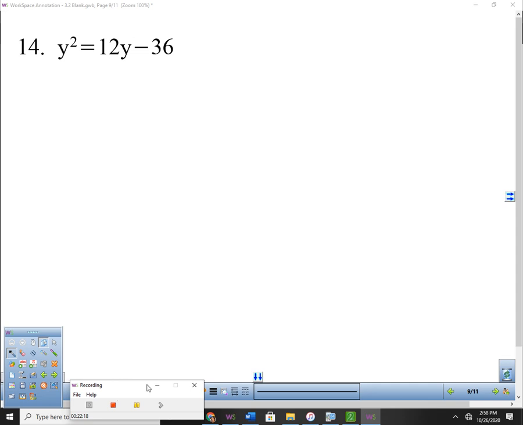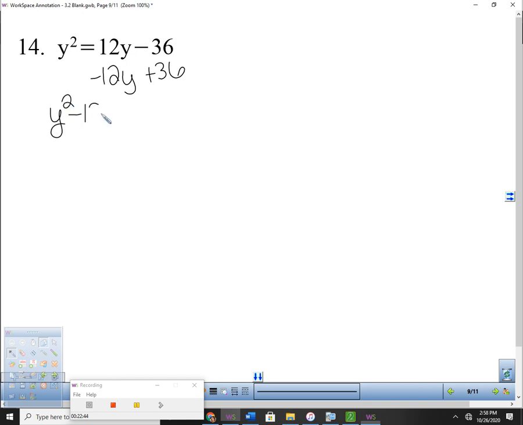If I move this way, the y is going to end up being negative. Do you want a negative y squared? No, so it would be better to move these two over here. So I'm going to subtract the y and add the 36. So that would give me y squared minus 12y plus 36 equals 0. You always want that 0, right?